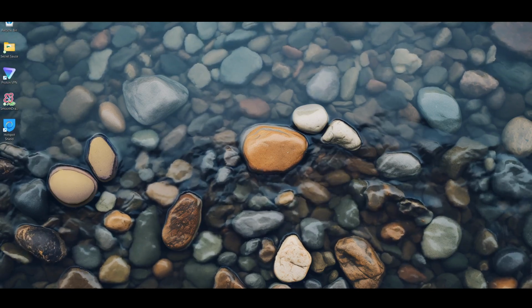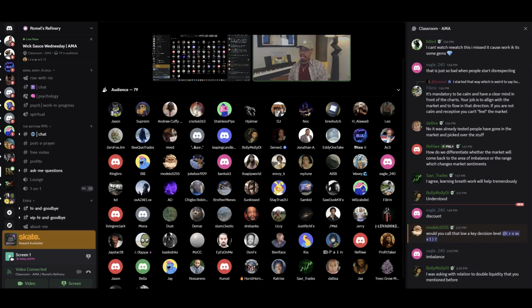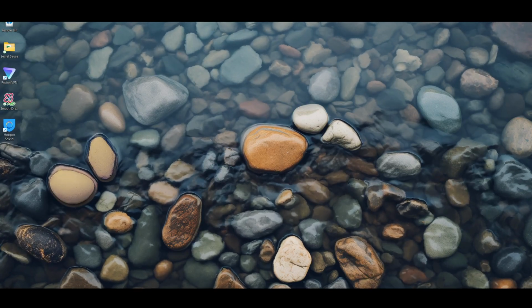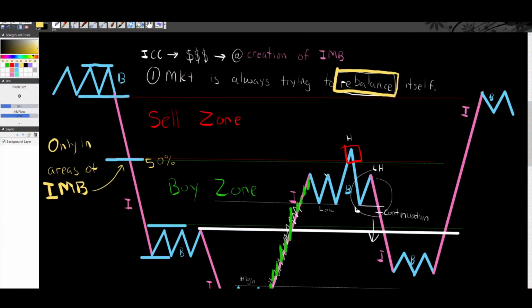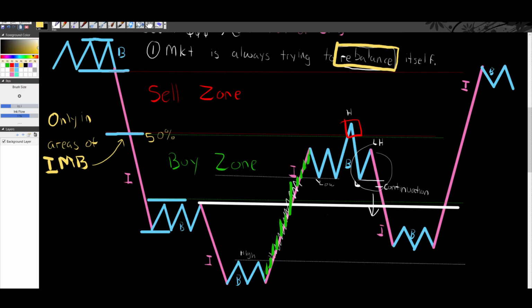Anyway, I was asking with relation to double liquidity that you mentioned before. Right, so that's another thing, right? That's the liquidity double sweep. That's what this is supposed to also represent too.